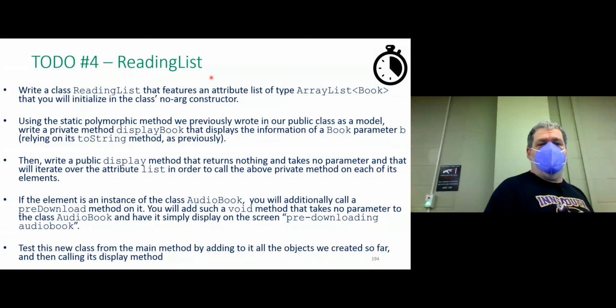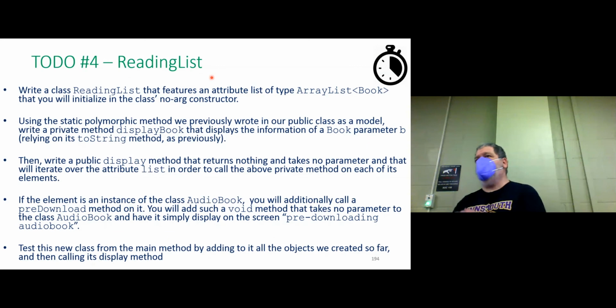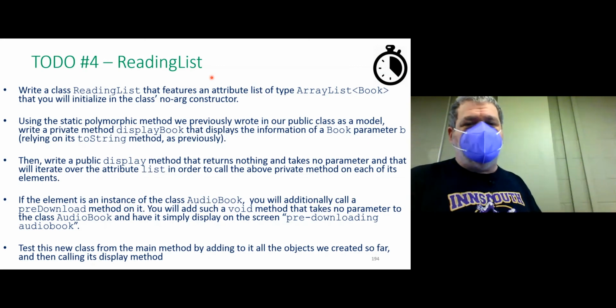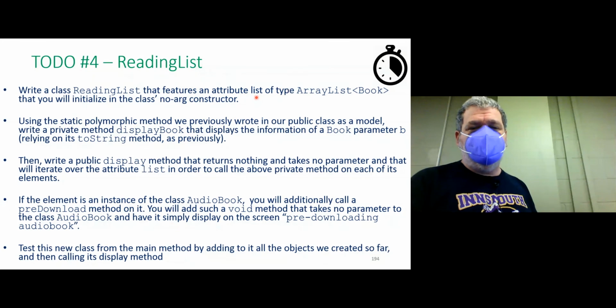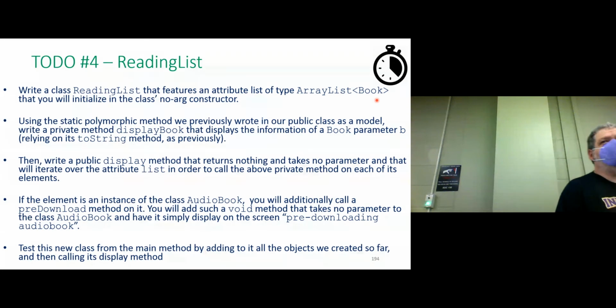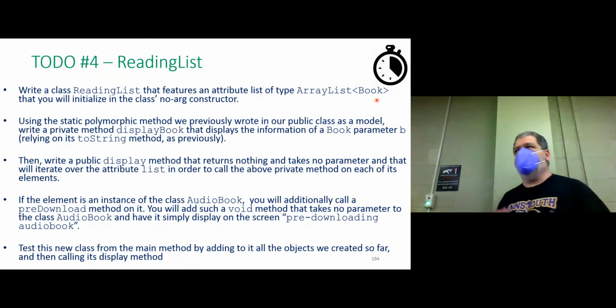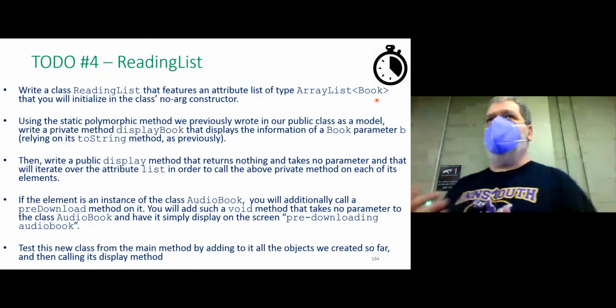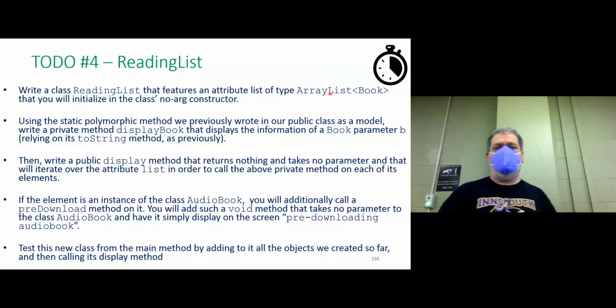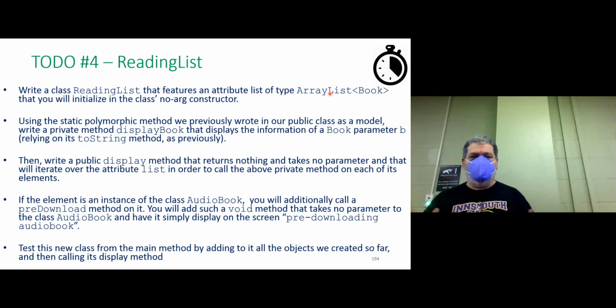So what do we have here? We have a reading list. So we're going to add a new class named reading list. It's going to have an attribute list of type array list of book. If you have already practiced the other practice exercise that was assigned in this module, this is going to reuse a little bit of it. So we want pretty much a class that contains an array list of book in an attribute.